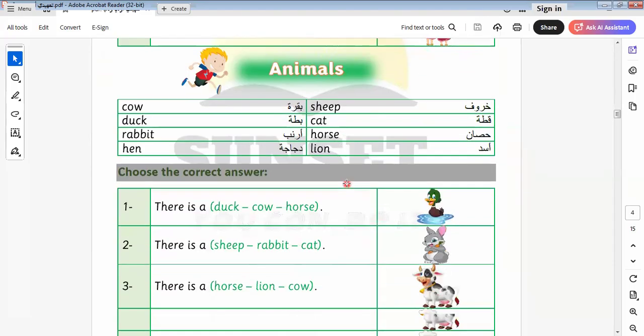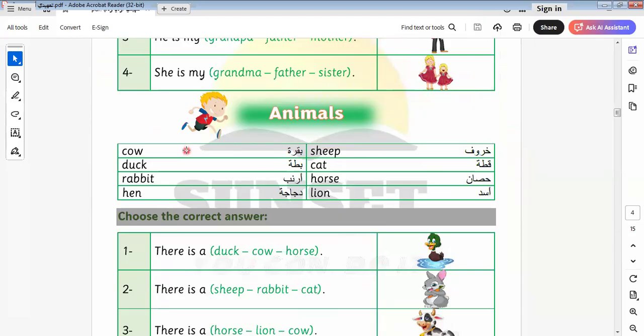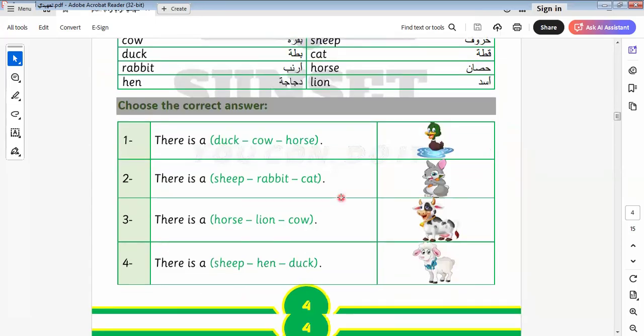Let's go to another item here, which is animals. We talk about animals. We have cow, duck, rabbit, hen, sheep. Sheep is used as singular and plural both. Okay, we can't add s to sheep. Sheep is the same in singular and plural. Sheep, cat, horse, lion. So we must know this rule.